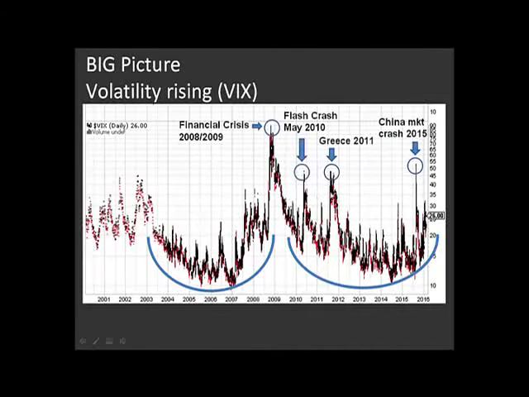I've earmarked all the different spikes here to show you what they were. That one, as I said, was the financial crisis. Then we had the flash crash in 2010. In 2011, there were all the fears around Greece. And most recently, we had a spike up in the VIX when the Chinese stock market crashed in August last year.